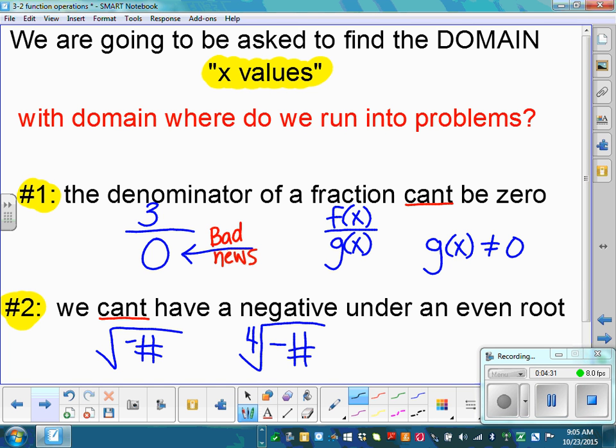So does everybody understand why this is bad news? If you try to type that into your calculator, 3 divided by 0, it will say error. It's because you can't divide by 0. Any questions on the first problem we could run into with domain?